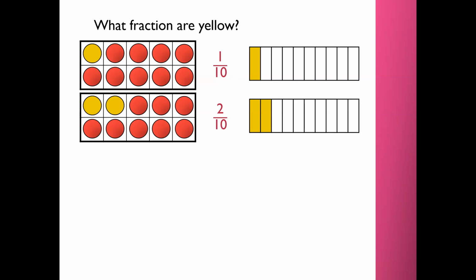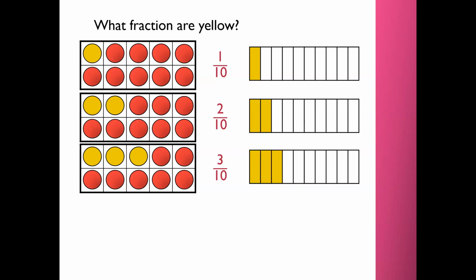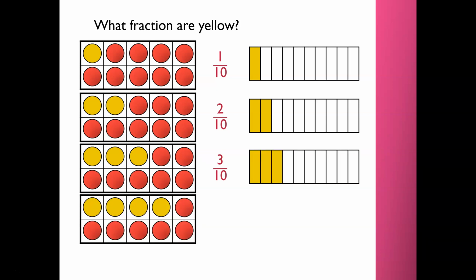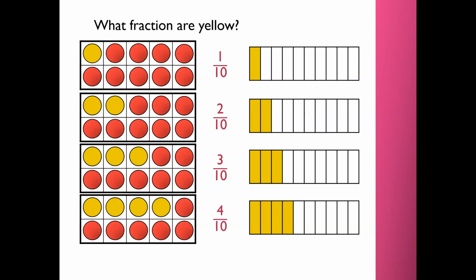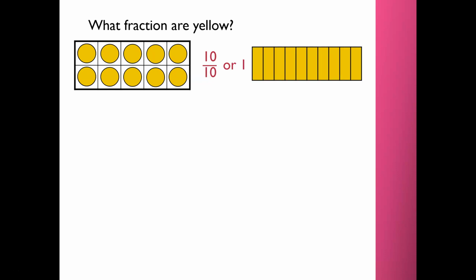If we change the 10 frame to show 3 yellow counters, 3 out of the 10 counters are now yellow. We would have 3/10, and a matching bar model like this. 4 yellow counters would show 4/10, and 4 sections on the bar model would be shaded like so. We can continue this pattern until we have found a full 10 frame of yellow counters. So here is a full 10 frame of yellow counters. What is the fraction of yellow counters? 10/10, or a full frame, which is equal to 1. We can show this on a bar model like this.